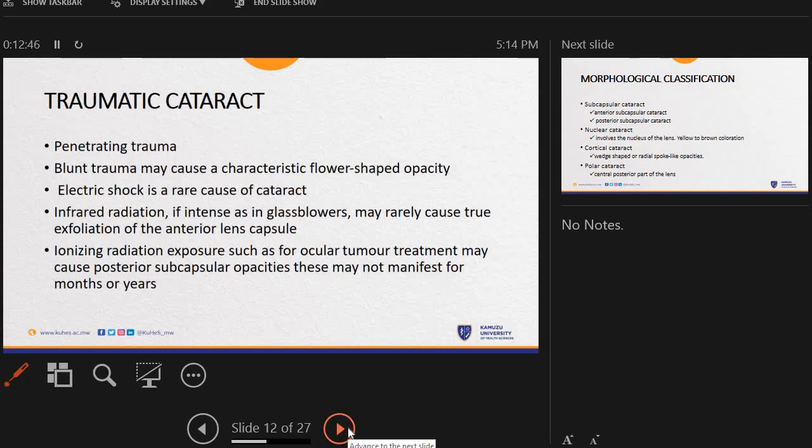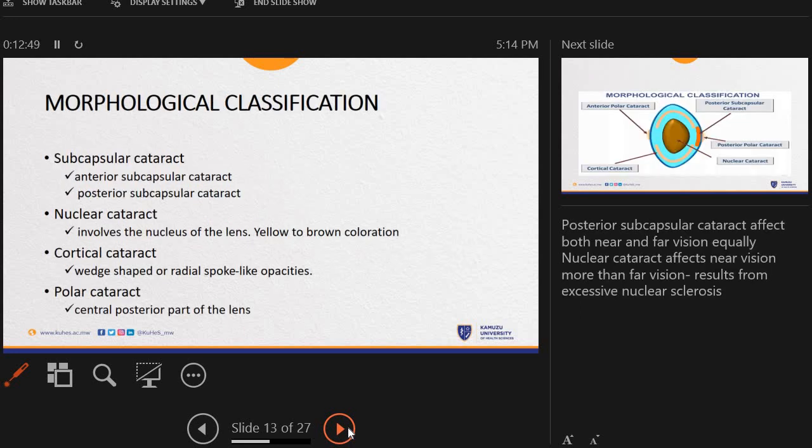And then looking at the morphological classification. This will depend on where the cataract has actually formed on the lens. As I already showed you the different parts of the lens, you have the nucleus, the capsule, the cortex, as well as the poles of the lens.